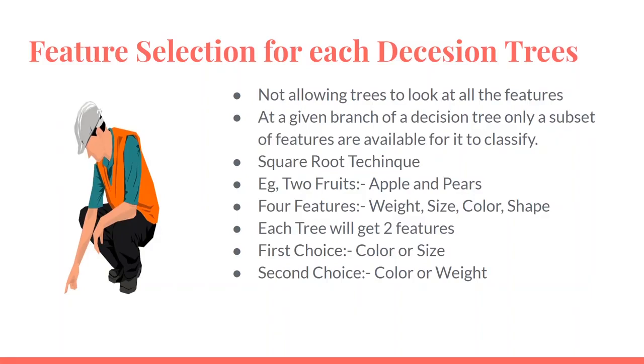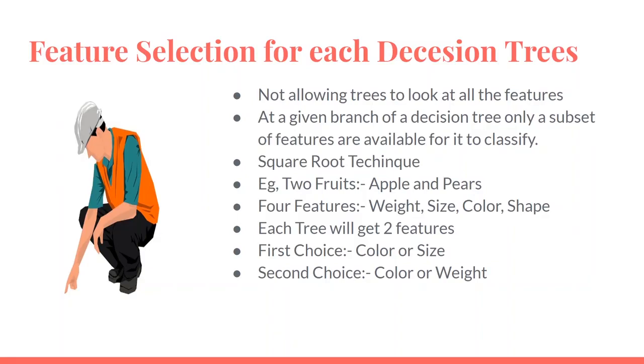Supposedly we choose size. Then on the second level of the decision tree, we can use another feature. Since we have already chosen size, we can choose between color and weight. So again, let's say we choose color. So we use the square root technique. For example, if our decision tree has 5 features, then its square root will come out to 2 point something. In that case, we'll round it to 2, and we'll allow each decision tree to use two features for classifying the data.